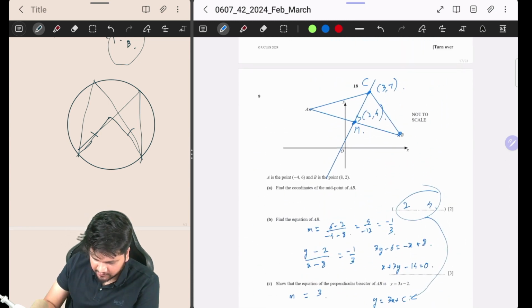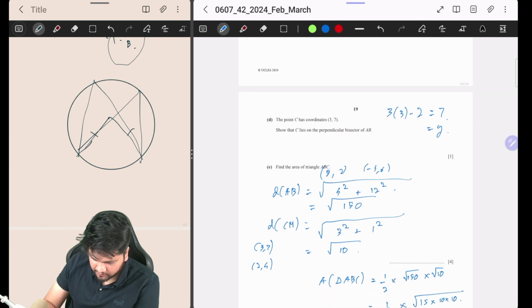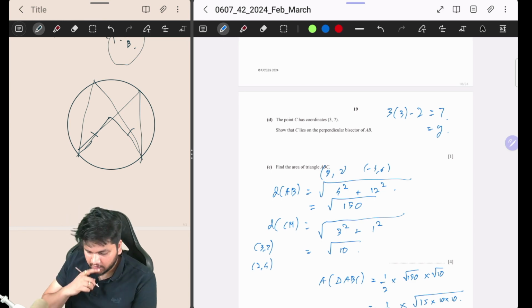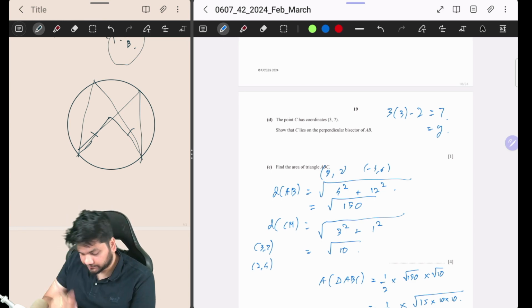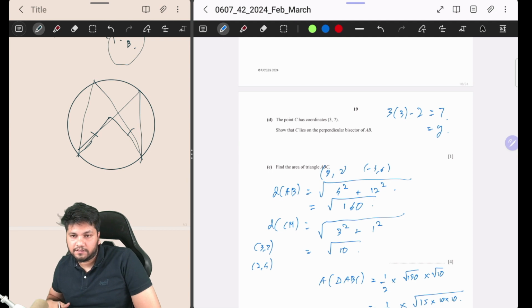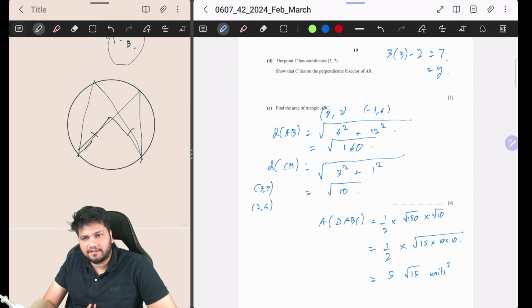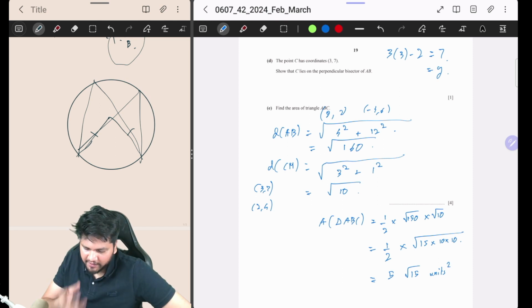Let me just verify once again. A is minus 4, 6, B is 8, 2. It was 160. Sorry, my bad. 12 square is 144 plus 16, 160. Yeah, that's why. See, I told you. Now here we got the answer. So you should understand from here. Even I don't have the mark scheme for this one. So the moment I see I'm getting a weird answer here, obviously I verified it. That was just a very silly mistake.